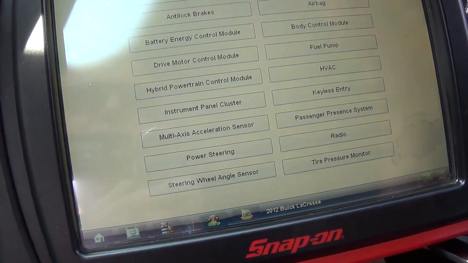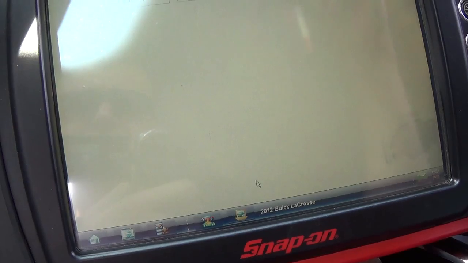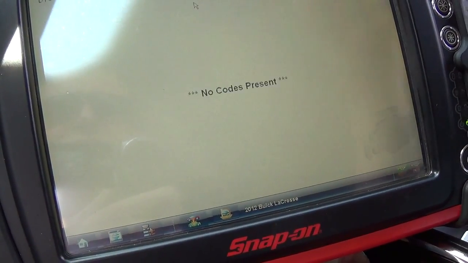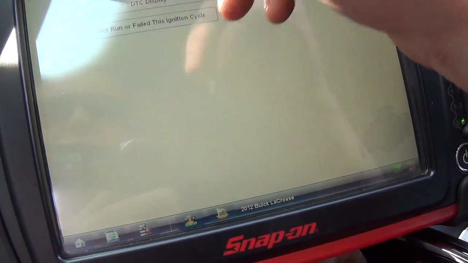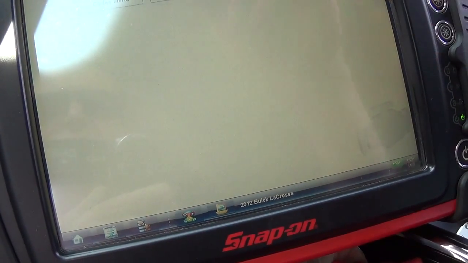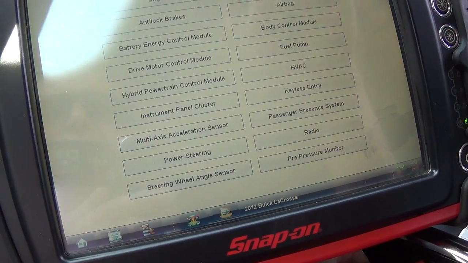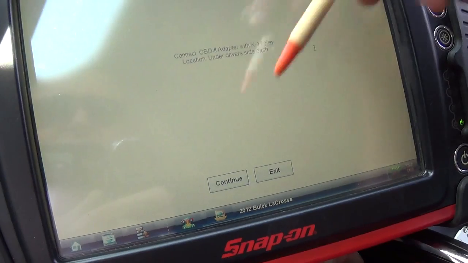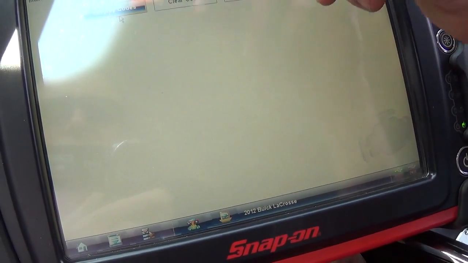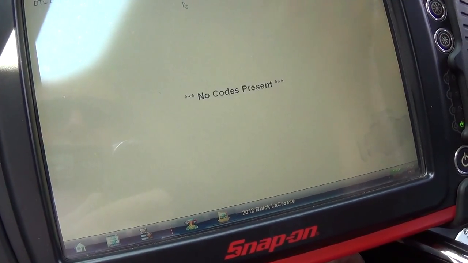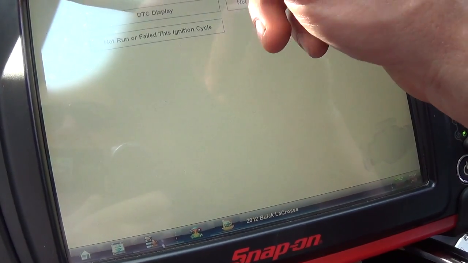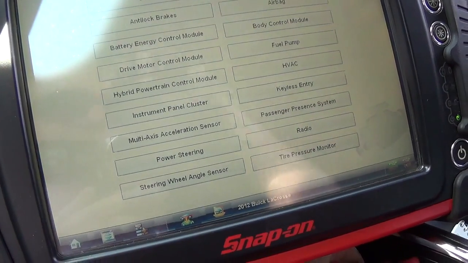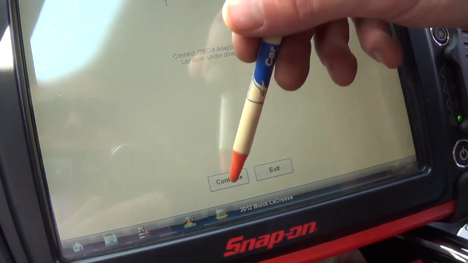Let us go to the transmission. I want to see what codes this guy has set. No codes in the transmission right now. Alright. Let's see what else. Fuel pump. Just for kicks. No codes. Okay, so clearing the engine codes might have reset more than one module here. So let's take it for a spin.